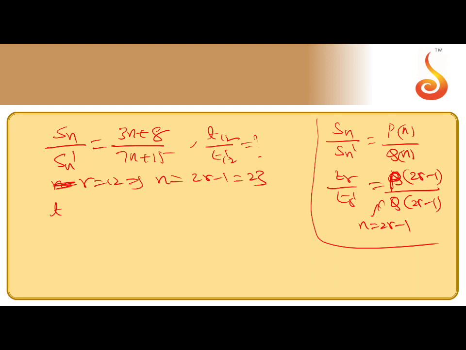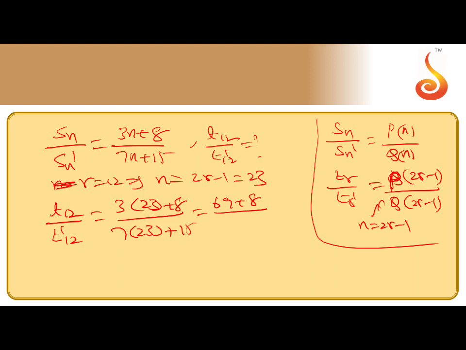So to get the ratio of 12th terms, T12 by T12 dash equal to (3 into 23 plus 8) by (7 into 23 plus 15). So 3 into 23 is 69 plus 8, by 7 into 23 is 161 plus 15. So 77 divided by 176. Is it possible to cancel with the 11 table? 11 sevens, 11 ones and 11 sixes. 7 by 16 is the answer.